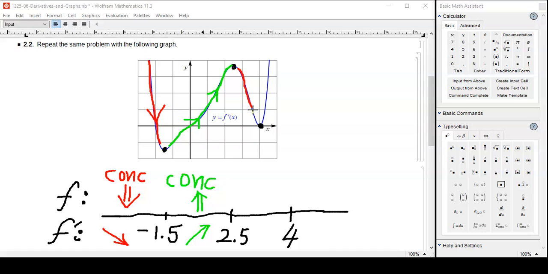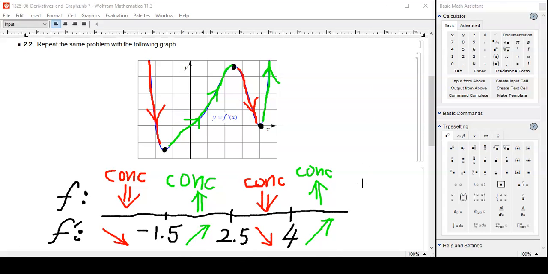Now, the derivative function comes down. So, the original function is concave down. And finally, the derivative function goes up. That means the original function is concave up. Right here. Makes sense? Up is up, down is down.